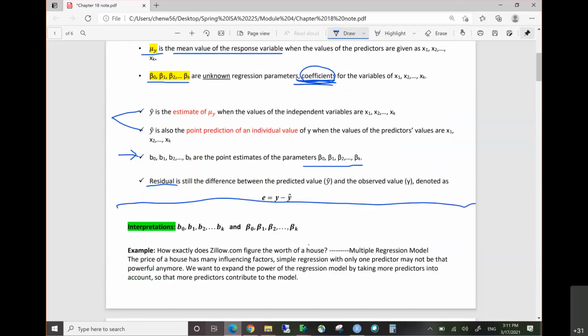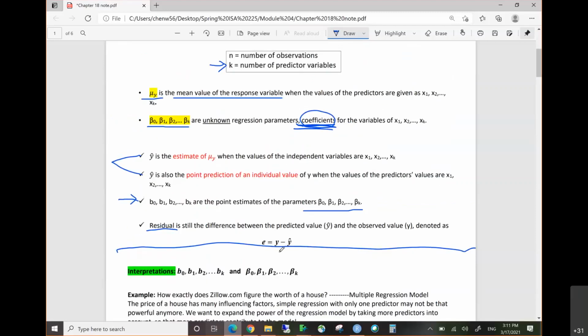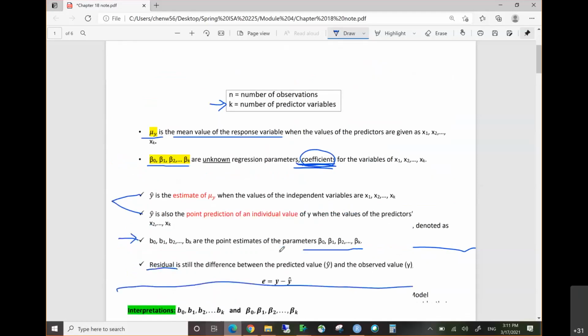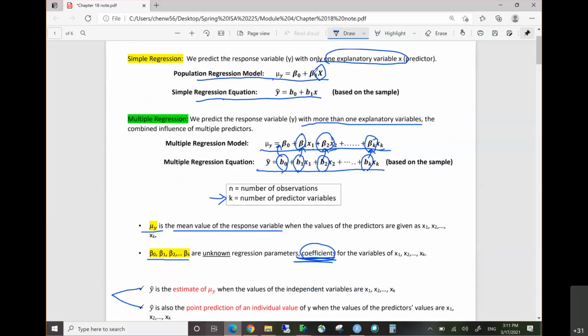We just add several predictors, several explanatory variables, into our regression, so that we not only have beta 1, we have beta 2, beta 3, until beta k, one for each variable we added. So now let's talk about something different.